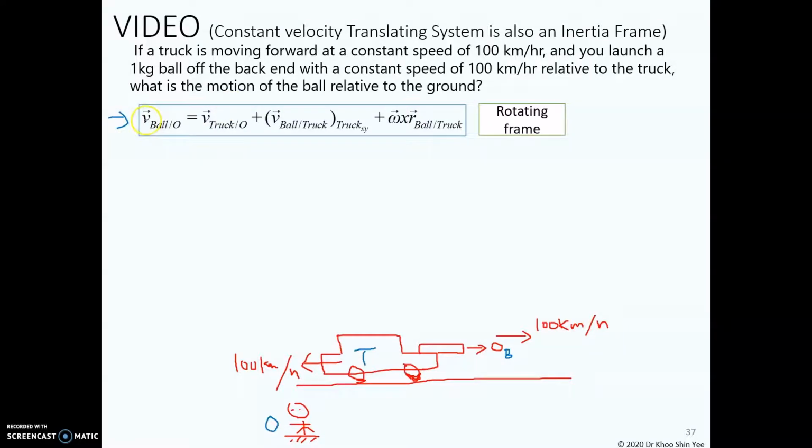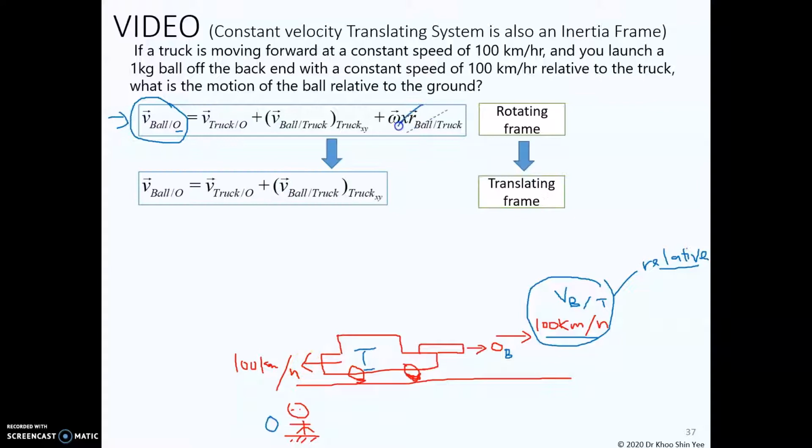In general, we want to know the velocity of the ball with respect to the ground, which is in the inertial frame. So this is not equal to 100, because the 100 km per hour here is the velocity of the ball with respect to the truck. This velocity is a relative value, because this measurement is made with respect to the truck and the truck is translating. So you can cancel the rotating effect and simplify the equation into the translating frame.